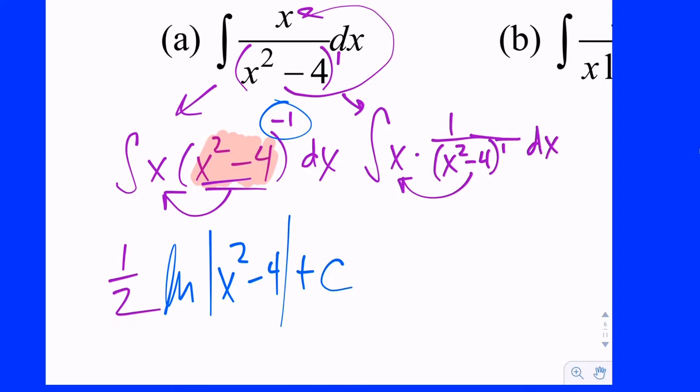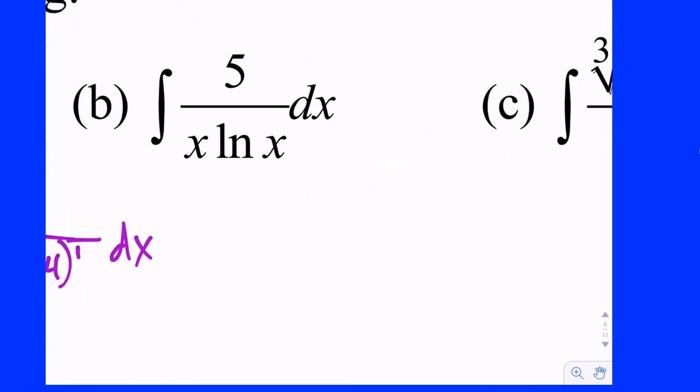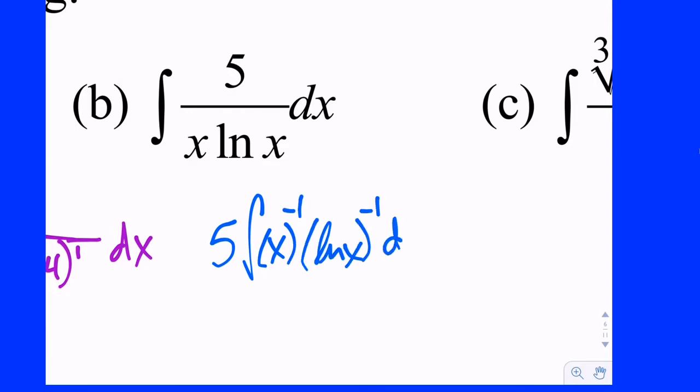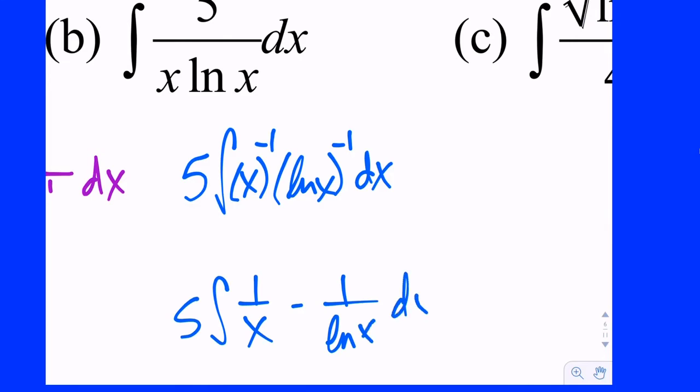All right, letter B. Once again, you got a constant multiple. If you want, you have 2 factors in the denominator. You can write that as x to the negative first, natural log of x to the negative first, dx. You can write that as 5. You could split it up, 1 over x times 1 over the natural log of x dx. I mean, there's lots of ways to split it up. The key is that you have to recognize the pattern, and that comes from experience.